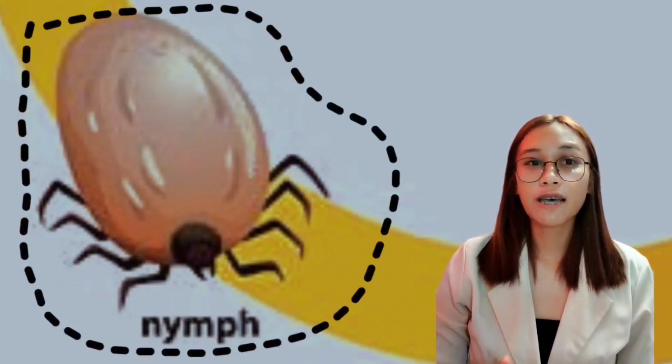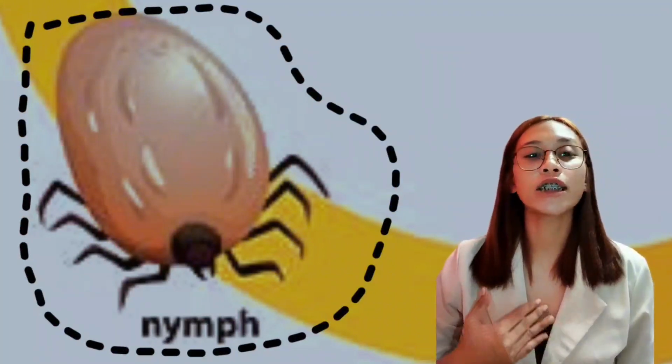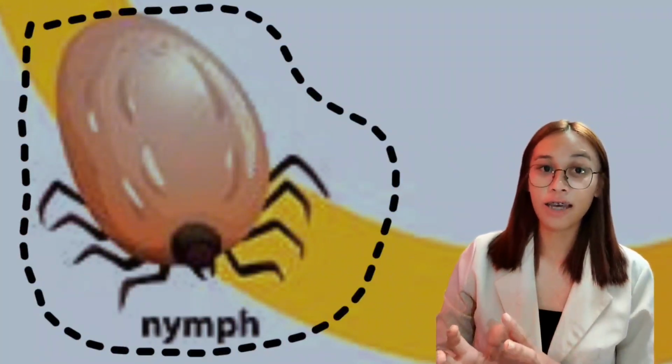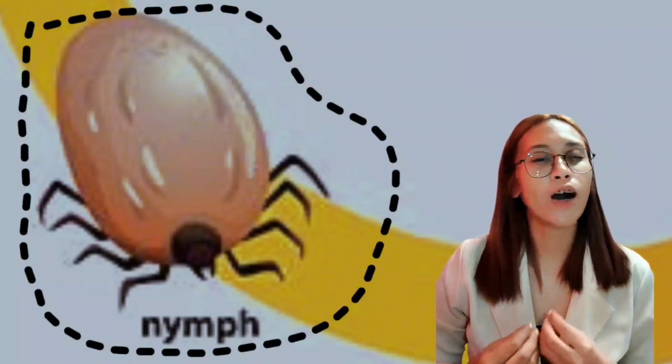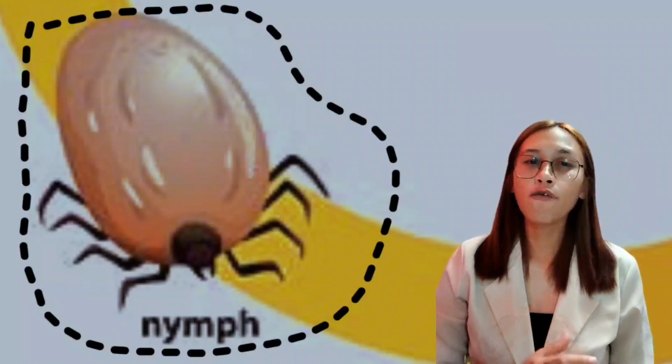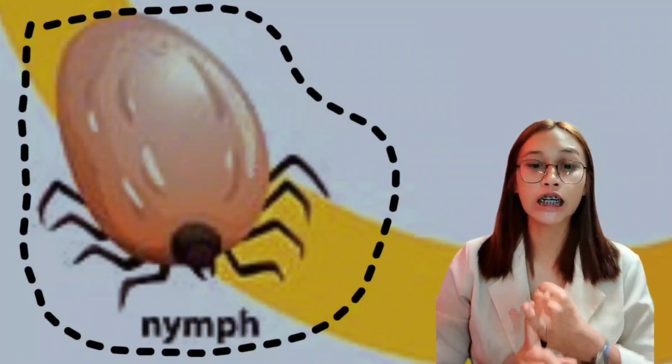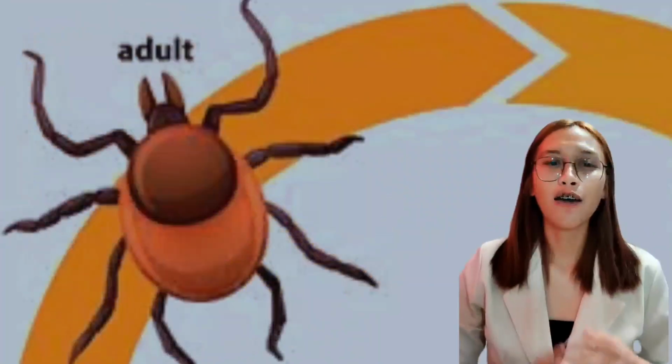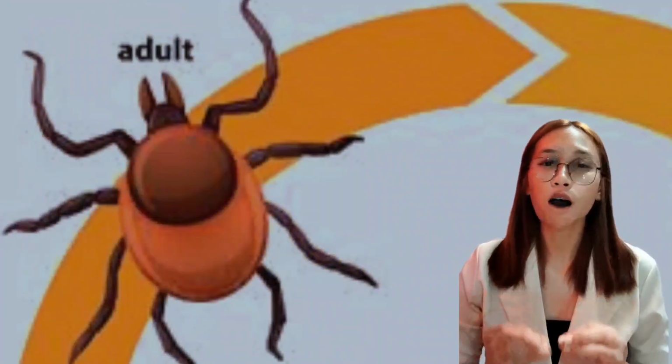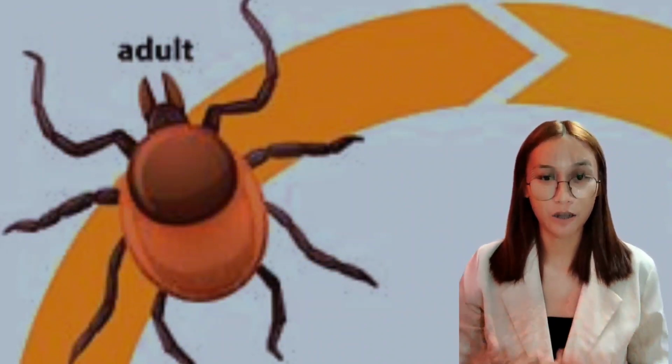Nymph. Nymphs have 8 legs and are larger than larvae. Like larvae, nymphs also seek a host for a blood meal, often a larger mammal such as a deer, dog, or human. After feeding, nymphs drop off the host and molt into adults.